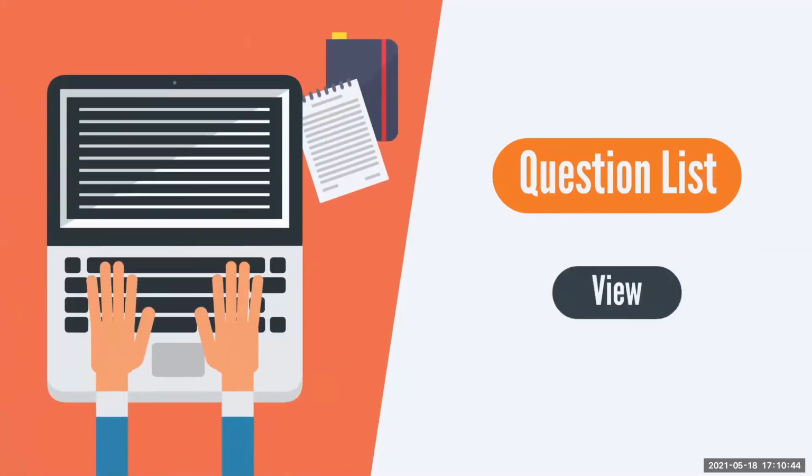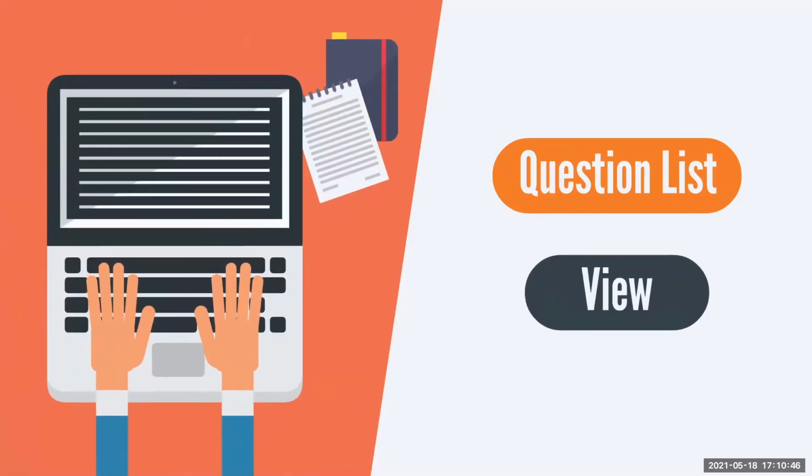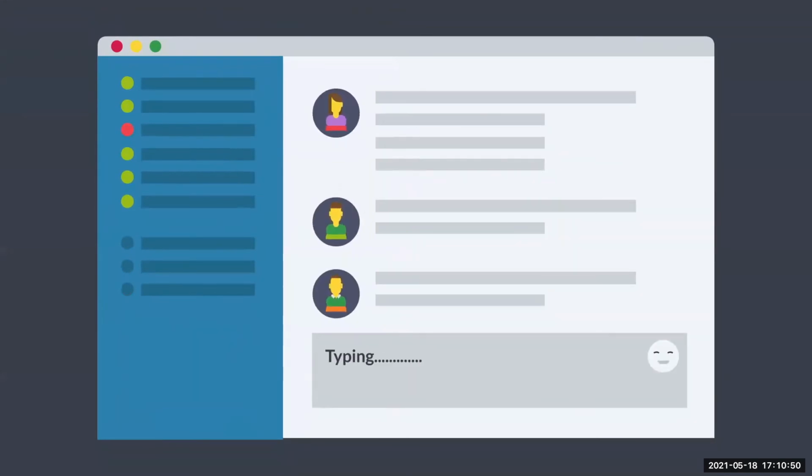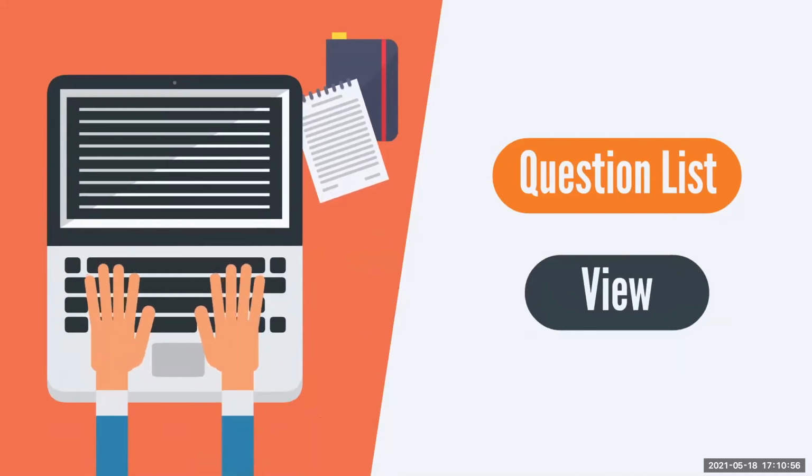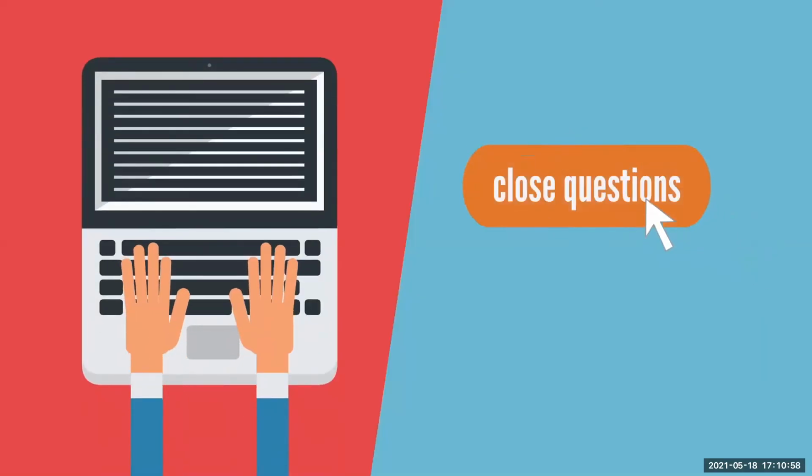When you click View from the question list, this page will appear. The math experts from Math Agility can see the questions and can reply with a solution. When students click View, they will see this page. If the student is satisfied with the solution, then they can click on the Close Questions.